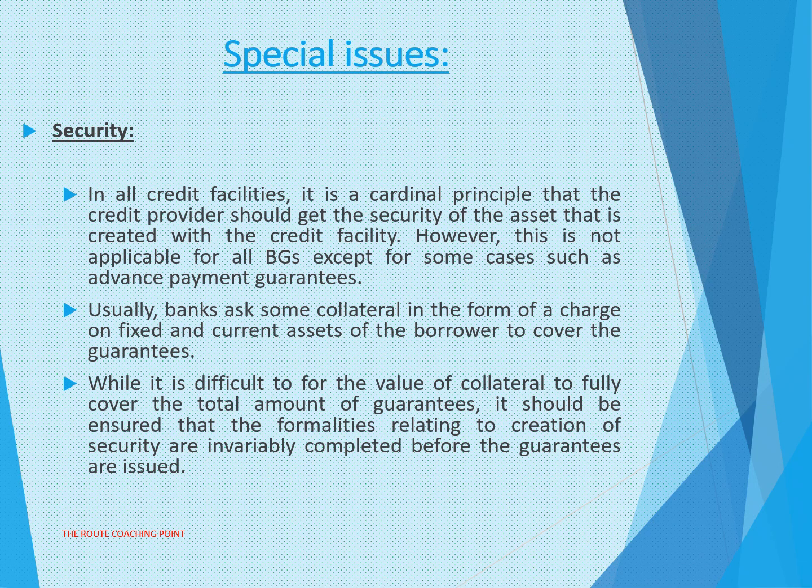The special issues: security. In all credit facilities, it is a cardinal principle that the credit provider should get the security of the asset that is created with the credit facility. However, this is not applicable for all BGs except for some cases such as advance payment guarantee. Usually, the bank asks for some collateral in the form of a charge on fixed and current assets of the borrower to cover the guarantee, and the bank also asks for cash margin, that is around 20 to 25%, and it may vary. While it is difficult for the value of collateral to fully cover the total amount of the guarantee, it should be ensured that the formalities relating to creation of security are invariably completed before the guarantees are issued.